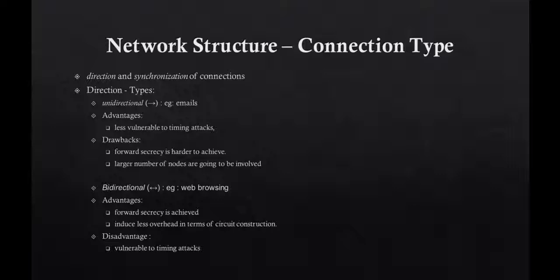Bidirectional. Such as web browsing, it requires the data to flow in both directions, and the same connection can be used for sending back the response to the received message. Advantages here are that forward secrecy is achieved. It leaves less overhead in terms of circuit construction. The drawbacks here are that patterns of the request and response are visible to all the nodes in the path, so it is vulnerable to timing attacks.